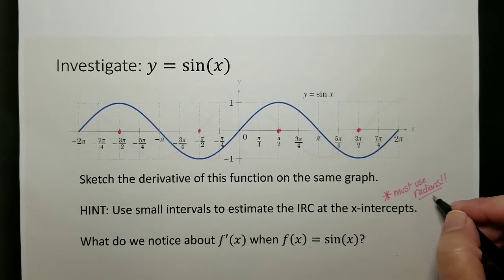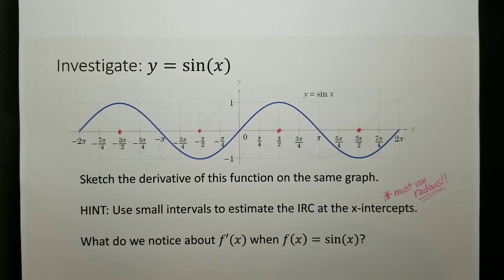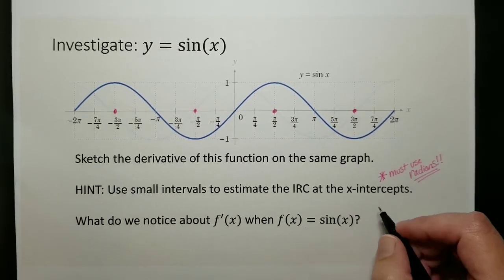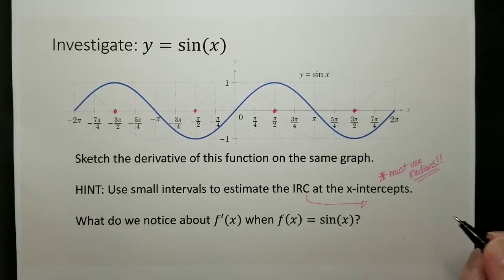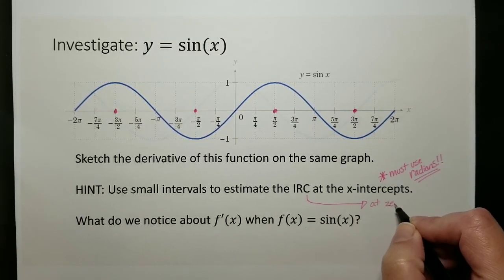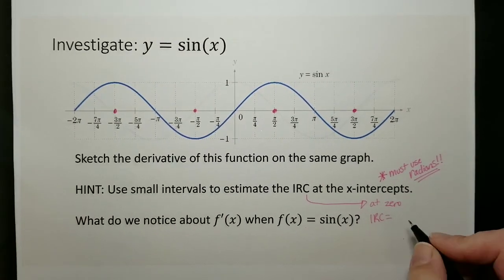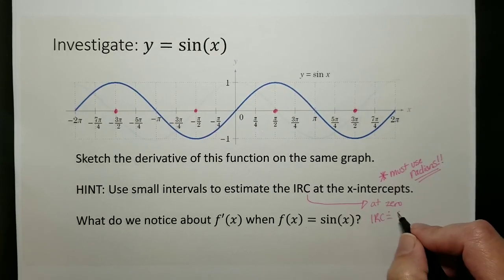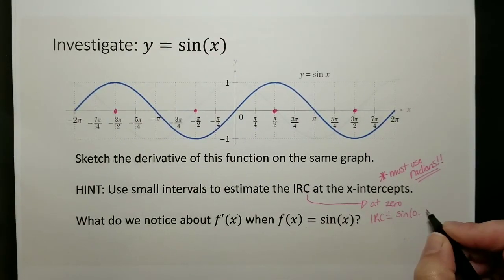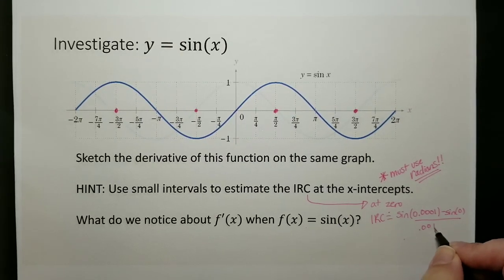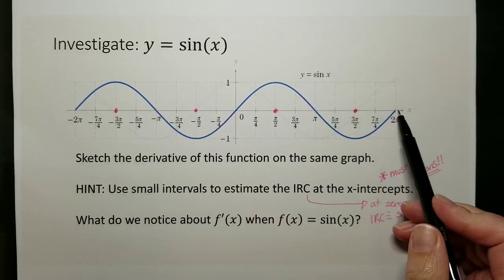So if you use radians, I want you to just estimate the instantaneous rate of change like you would have in advanced functions. So say, for instance, at 0, we would say the IRC equals about the sine of 0.001 minus sine of 0 over 0.001. And you can do the same thing for pi and 2 pi.